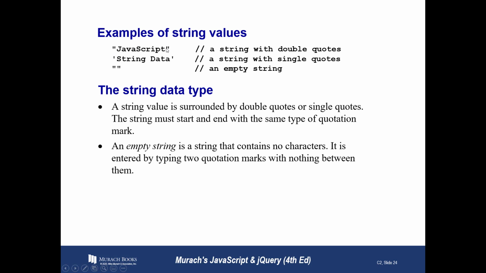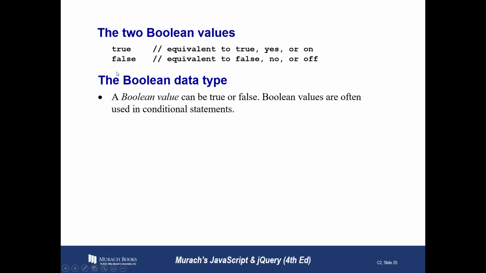Strings, as mentioned, either in double quotes or in single quotes. This is the empty string. Booleans, again, true, false. We talked about that already. They're used in conditional statements.